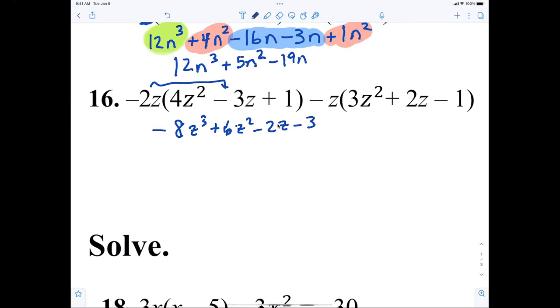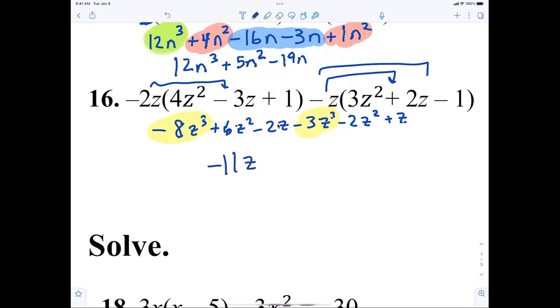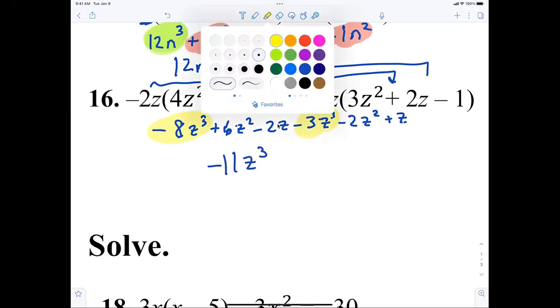3z cubed, good, minus 2z cubed minus, squared, good, and then plus z. Yes. And so then negative 11z. Notice I'm highlighting, right? She's correct. Now I'm going to highlight the next ones.